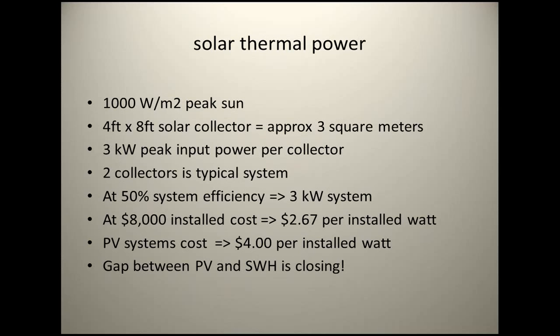Okay, a 4x collector is approximately 3 square meters. So you can get 3 kilowatts of peak input power per collector. Think of a 3 kilowatt maker, like solar PV systems. A 3 kilowatt array is a pretty good sized array. So that's the input power. It doesn't tell about losses, and we're going to talk about that. Typically there are 2 collectors in the system, so you're up at 6 kilowatts coming in, which is a significant amount of power.